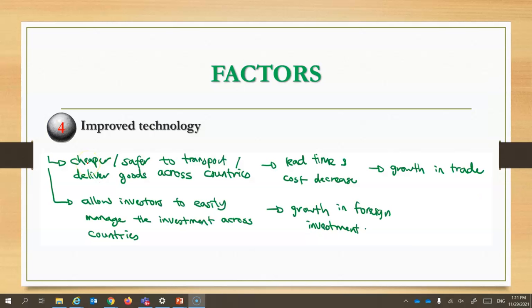All right. Now, the last factor that we are going to look at is improved technology. As I start explaining this point, you would realize it is similar to point number 2, improved transportation and communication system. Yes, these two are interrelated. Sometimes they can be asked separately, sometimes they can be explained together. So it depends on how you explain it. The explanation that you see here, you may interchange with point number 2 if you see it suitable.